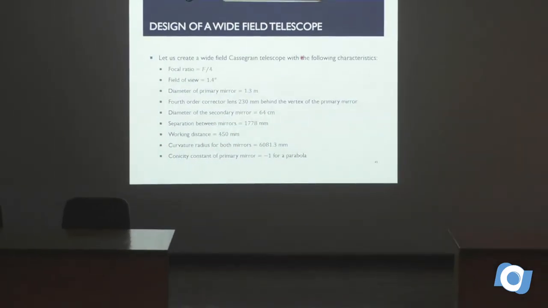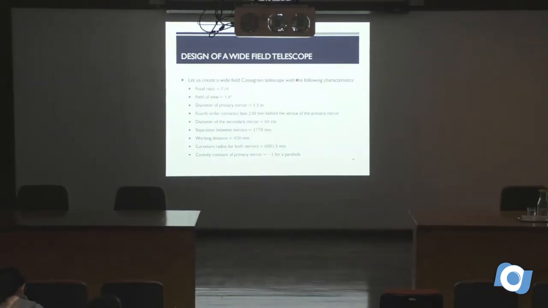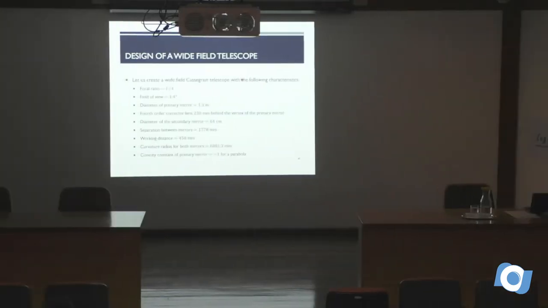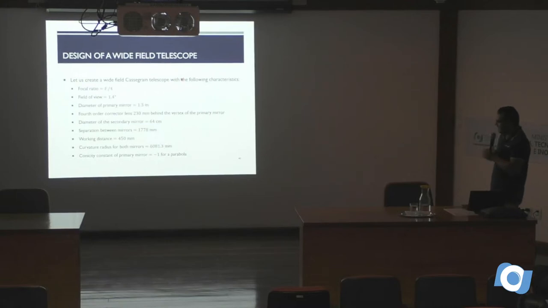Let's design a wide field telescope. Let's create a wide field Cassegrain telescope with the following characteristics. It will have a focal ratio of f/4. It's a very fast telescope. It has a very large field of view. It has a diameter of 1.3 meters. It's very small, well, according to modern standards.